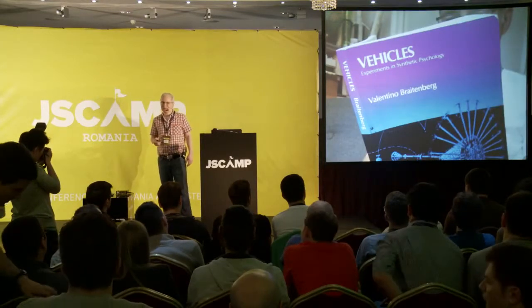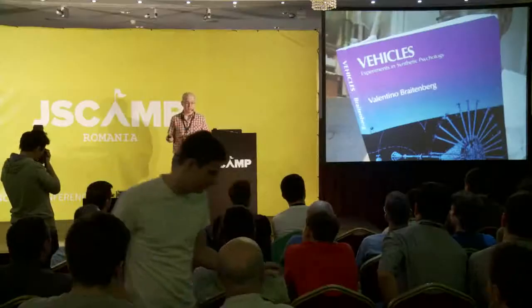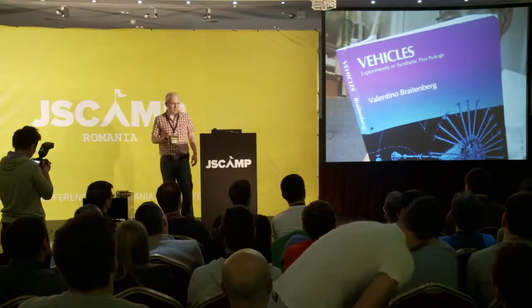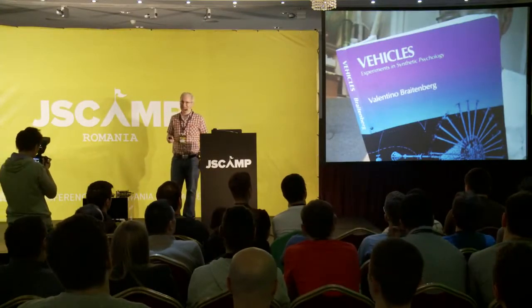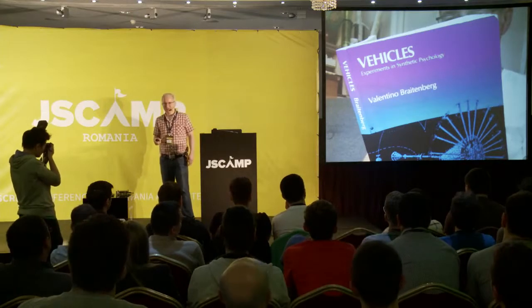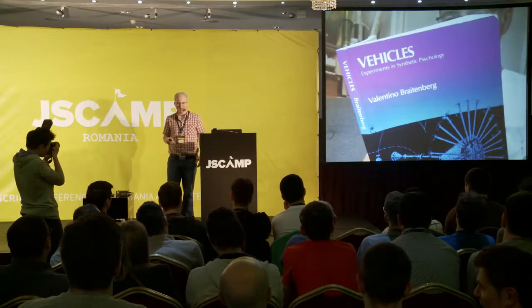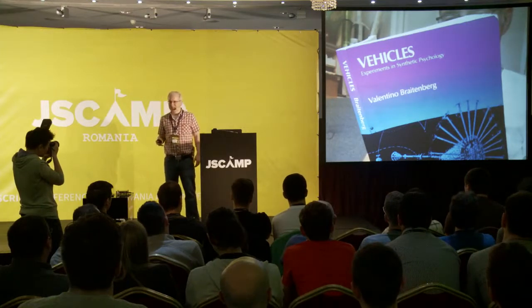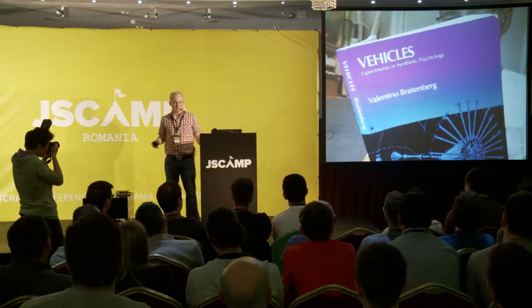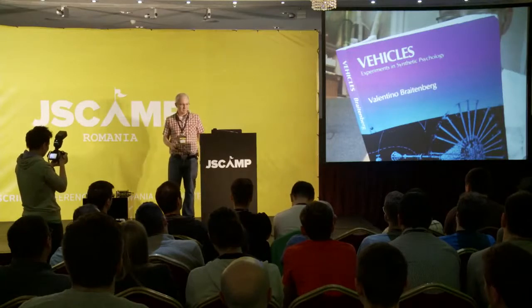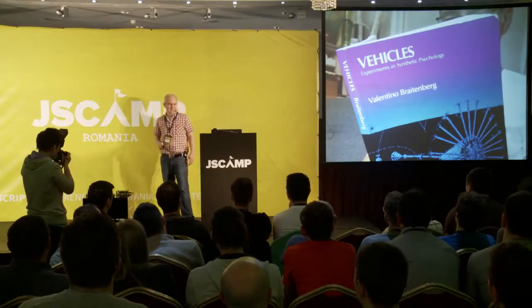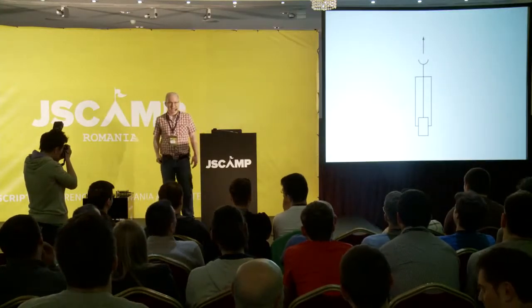And in the 1970s, he published this book, Vehicles, Experiments in Synthetic Psychology. And in the book, he performs a thought experiment. He imagines 10 hypothetical vehicles. And these vehicles are the famous Braitenberg vehicles. There's one flying over my head right now.